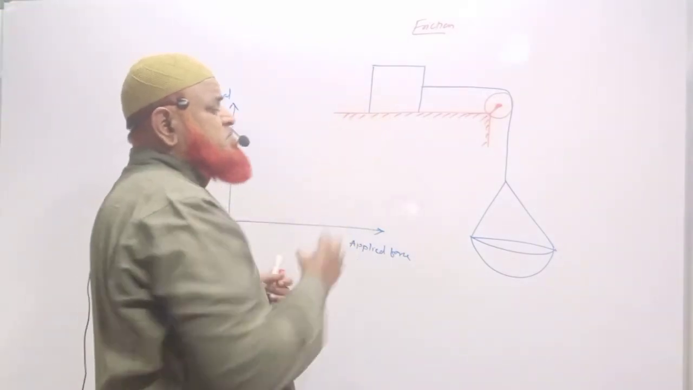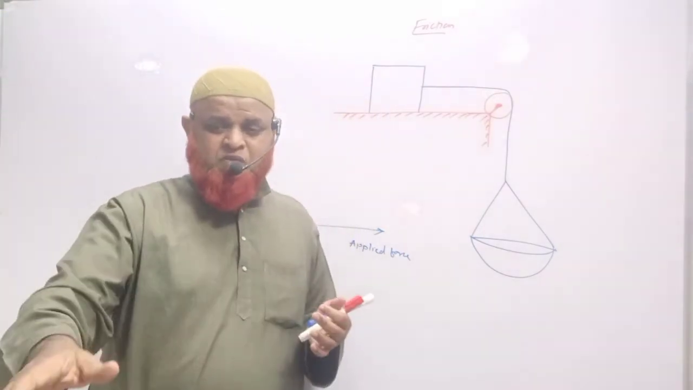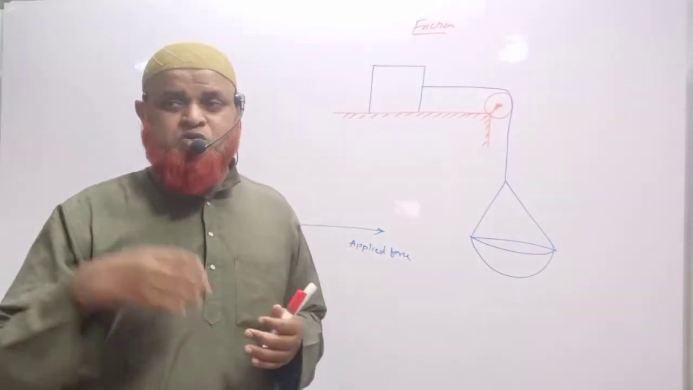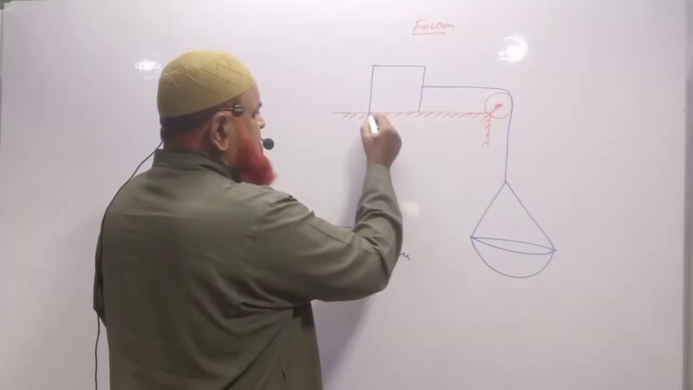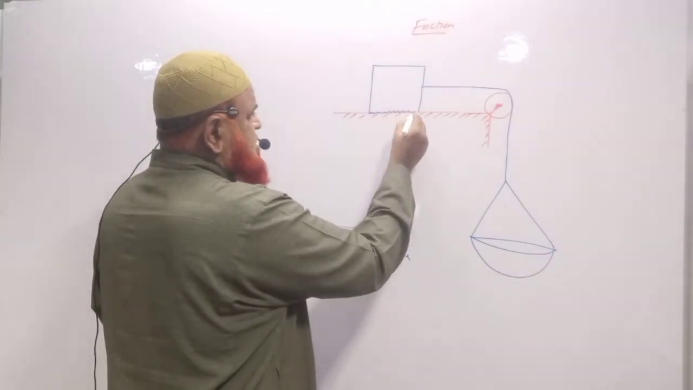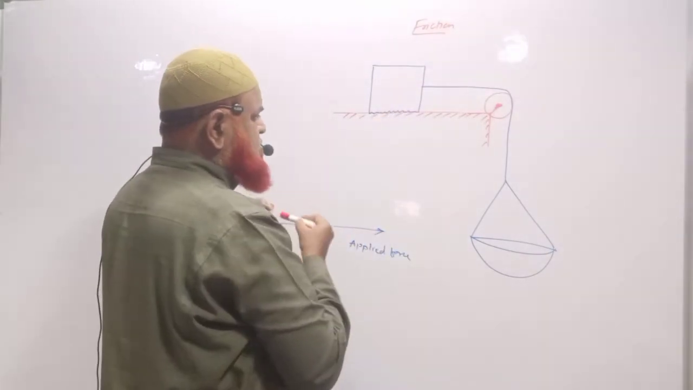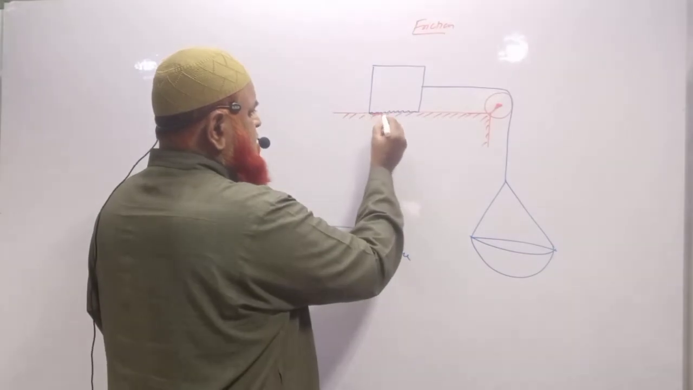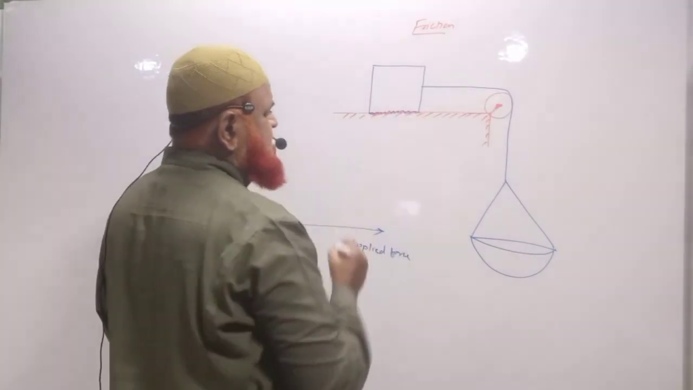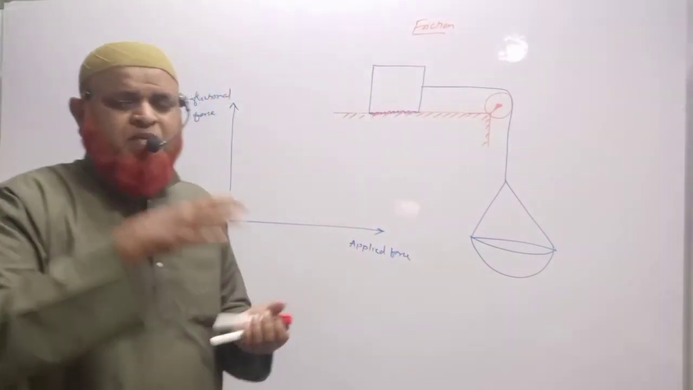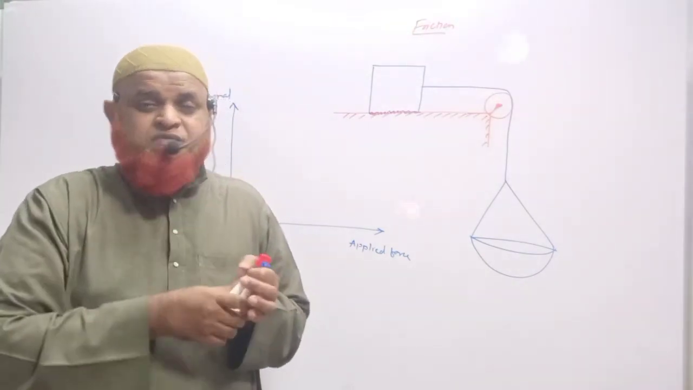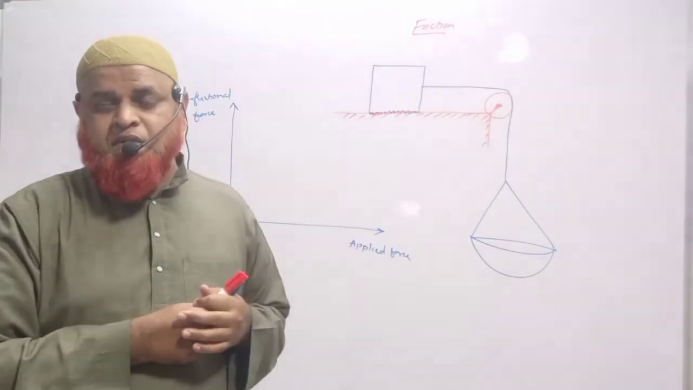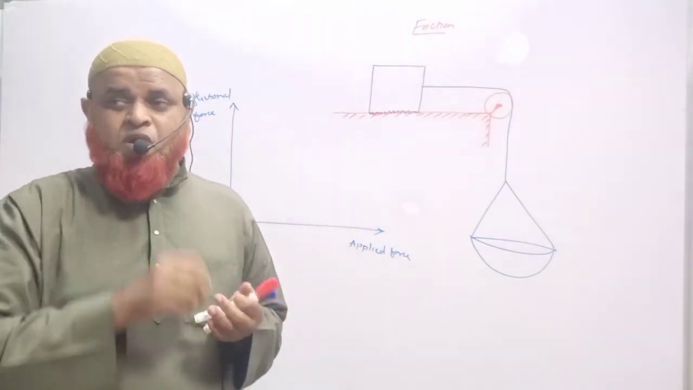Now, if you see microscopically on the table which is present here, there are ups and downs here. The upper block is also having ups and downs, which can be seen in a microscope. And in the lower block, the lower table also, there are ups and downs present here. The upper block's ups and downs exactly fit into the ups and downs of the table here. Okay? So this will hold the block.